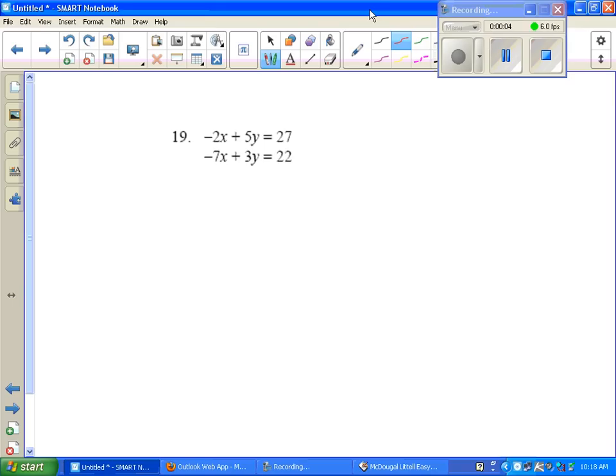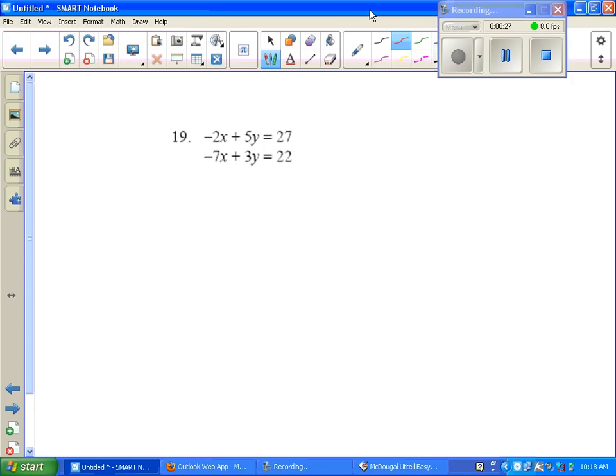Okay, this is test number 6 in springtime from section 1-1 all the way through 7-3. Picking up at number 19, we're combining things in order to eliminate them. So you either need to get 7 and 2 to become 14, that would be the least common multiple, or 5 and 3 to become 15. Either way, it's going to work out.